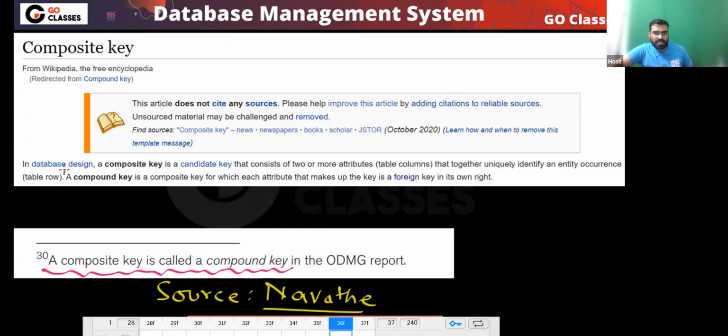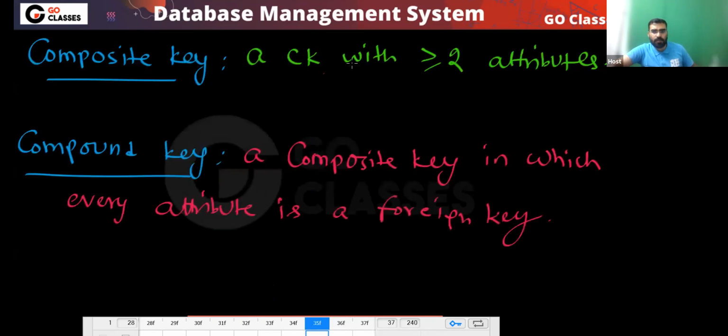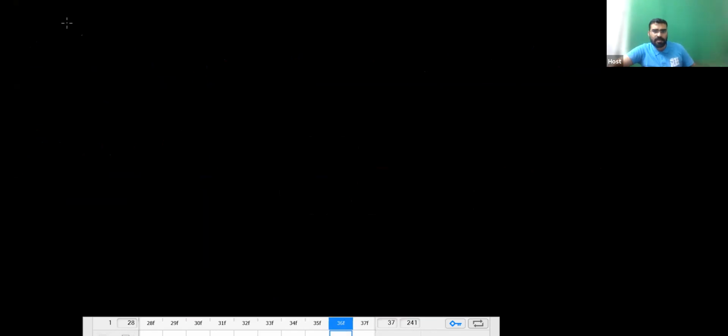On Wikipedia, you can check it out: a compound key is a composite key for which every attribute is a foreign key. Is this clear? So composite key is very simple: a candidate key with greater than or equal to 2 attributes. A compound key is a composite key in which every attribute is a foreign key. Let's take some example. For example, let's assume you have a student table.